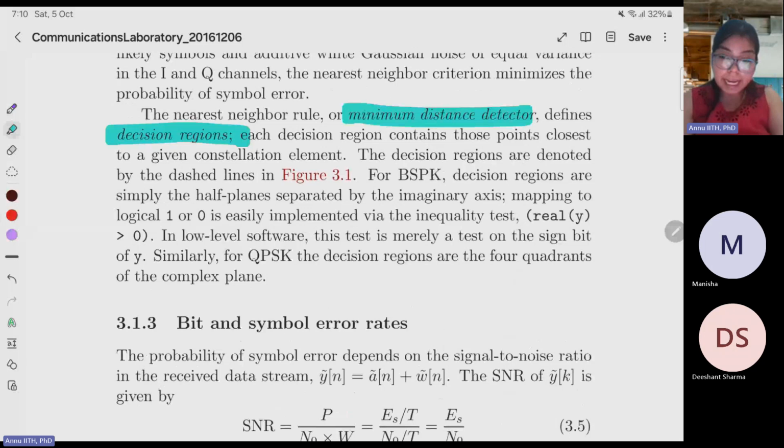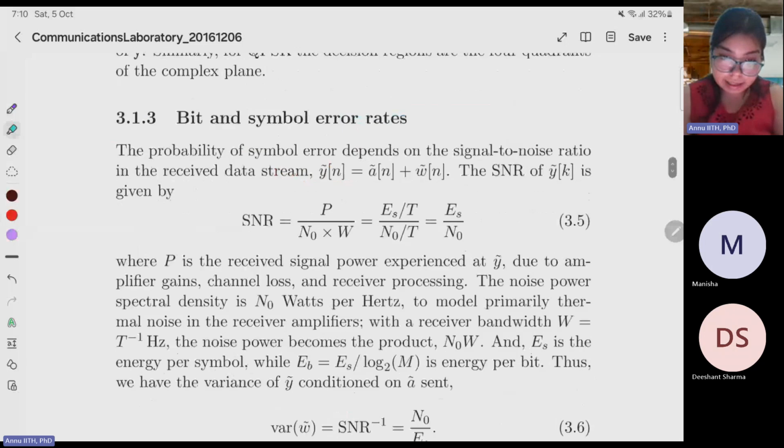Now, bit and symbol error rates. These are very, very important. The probability of symbol error depends on the signal to noise ratio in the received data stream. Yn equals An plus Wn, and the SNR of Wk is given by P divided by N naught into W.